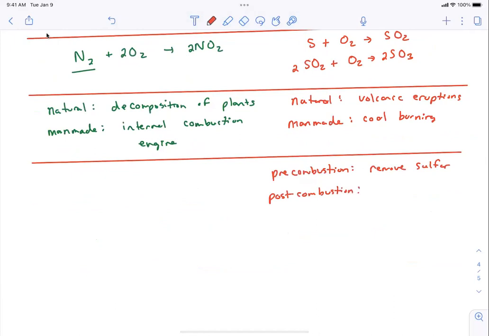Post-combustion, use chemical scrubbers. So something like CaO, calcium oxide, will react with the sulfur dioxide that's produced to form CaSO3, which can then be collected and removed from the exhaust gas that is produced when you burn coal. So the CaO is sprayed in there in a solution form, mixes with the SO2, brings it all down with it, and so it prevents it from being let out into the atmosphere.